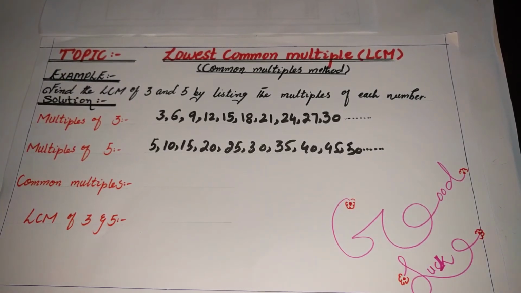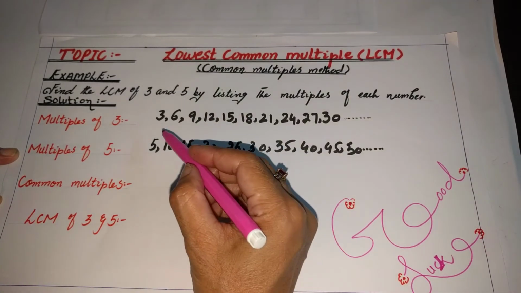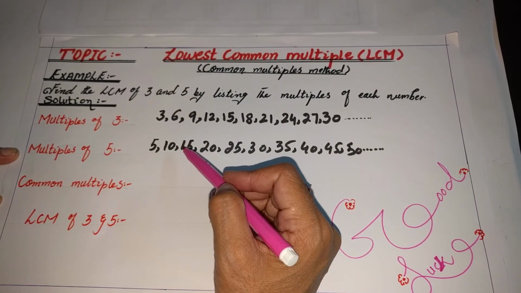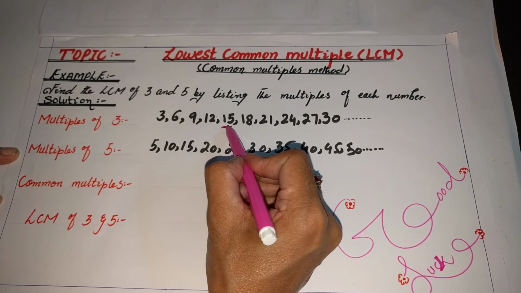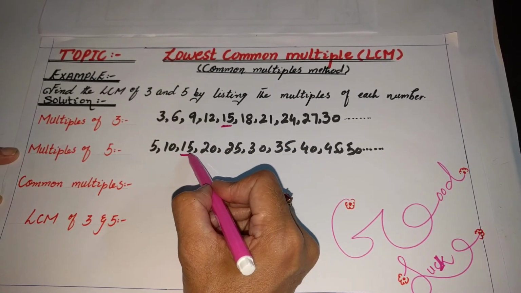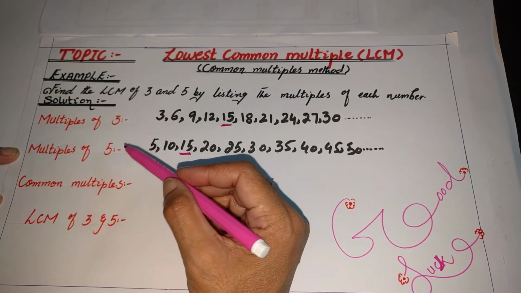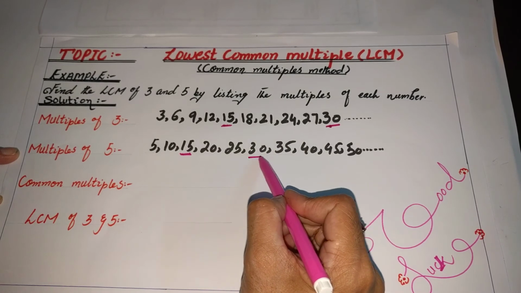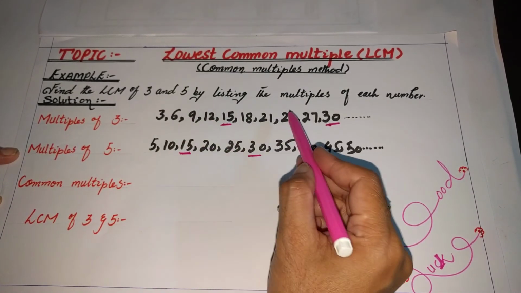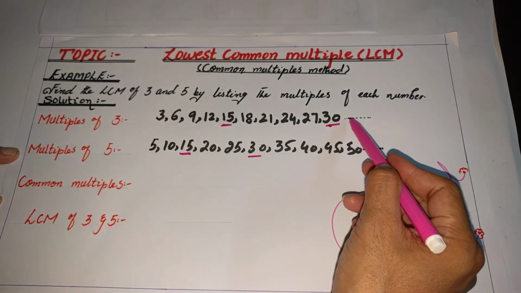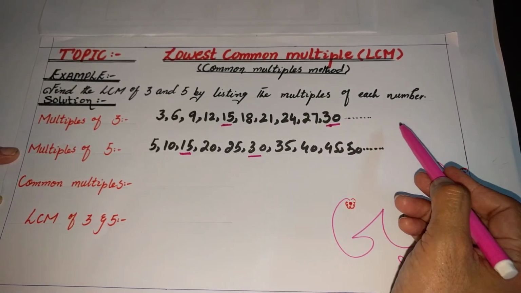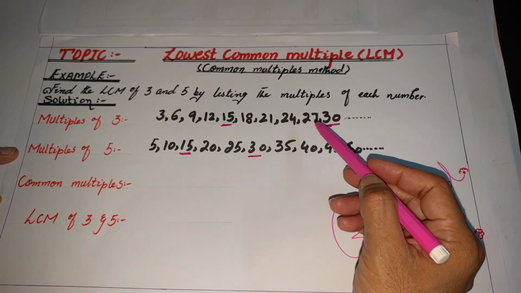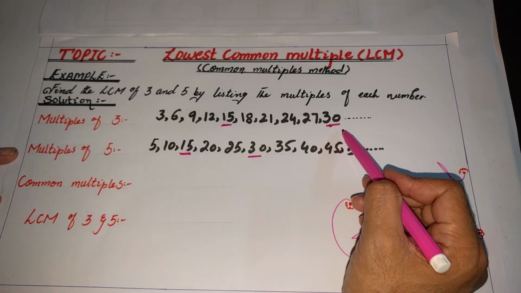Second step is find the common multiples. Common multiples mean those multiples which are common in both. Now let's check which multiple is common in both. 15. 15 is a multiple of 3. 15 is also a multiple of 5. 30. 30 is a multiple of 3. 30 is also a multiple of 5. Now there is no more multiple which is common in both. Maybe if you find some more multiples, there will be some more common multiples, but for this example I will stop over here.